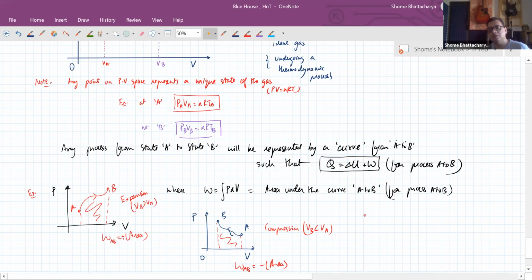Or we can even have a situation where the work done is zero because the volume does not change. We can have a process which is a vertical straight line like this from A to B. So there is no volume change. Later we will see this is defined as an isochoric process. So dV is zero. So work done by the gas is zero because the area under the graph is also zero.